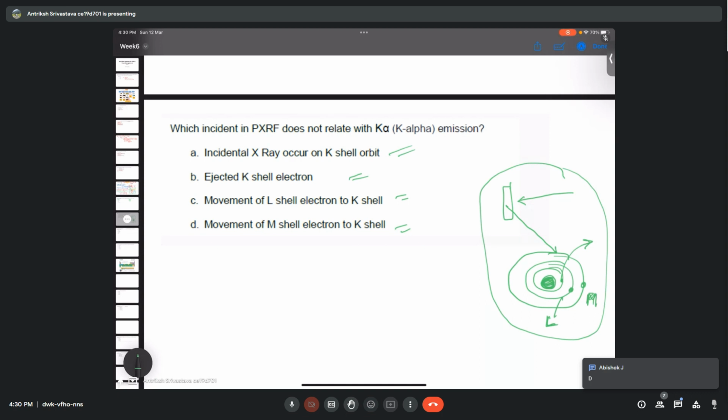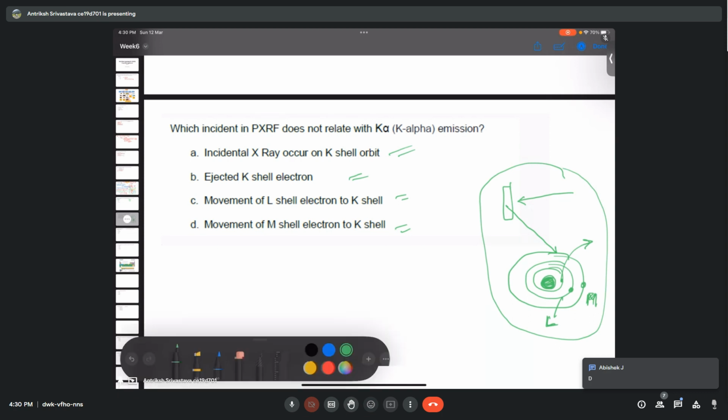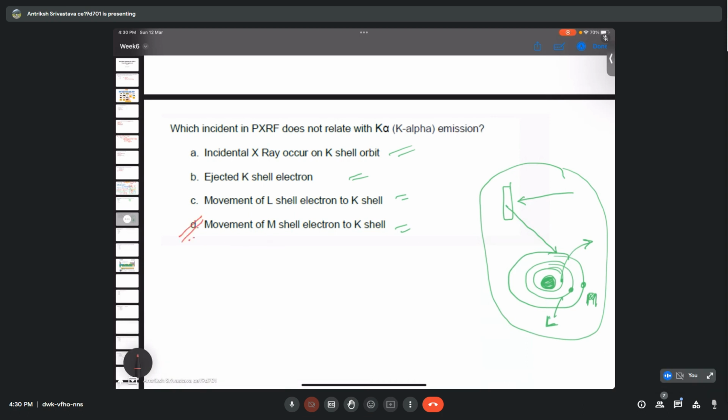Abhishek has said D, very correct. Yes. So D, because K alpha emission occurs when the electron is moving from the L shell to the K shell, whereas K beta emission occurs when the movement is from M shell to K shell. So this is for K beta.